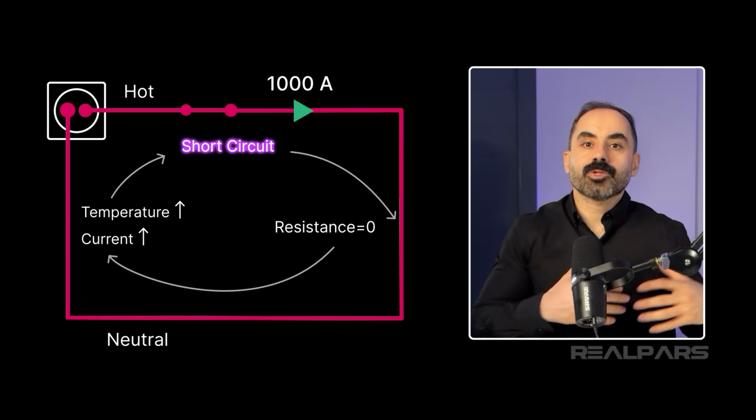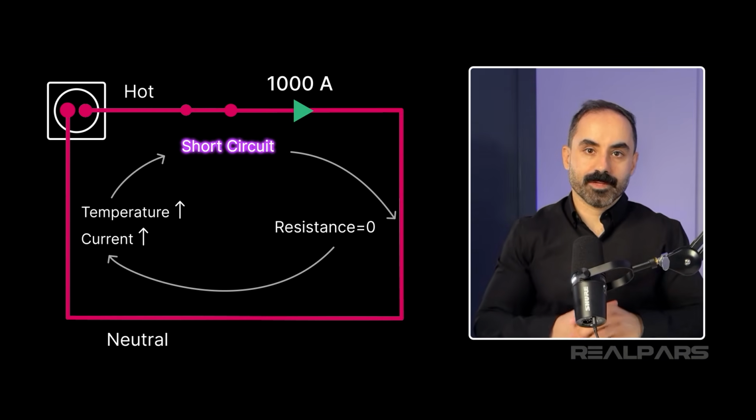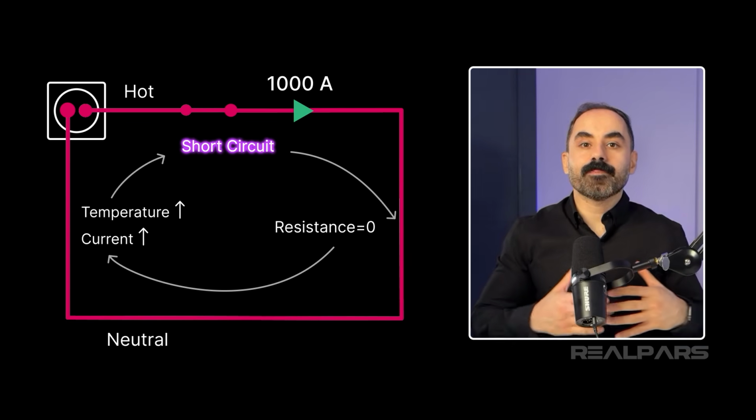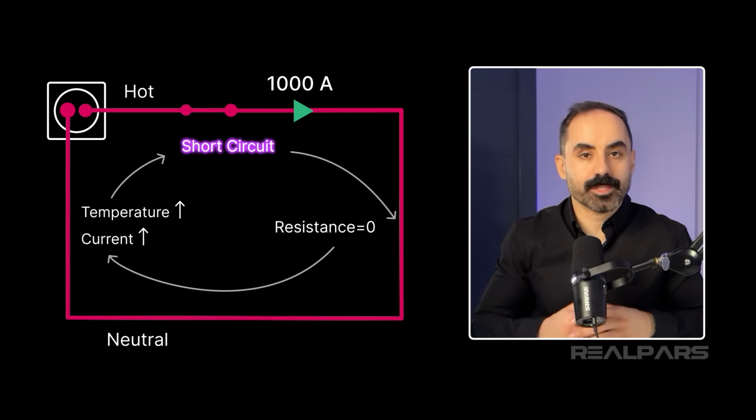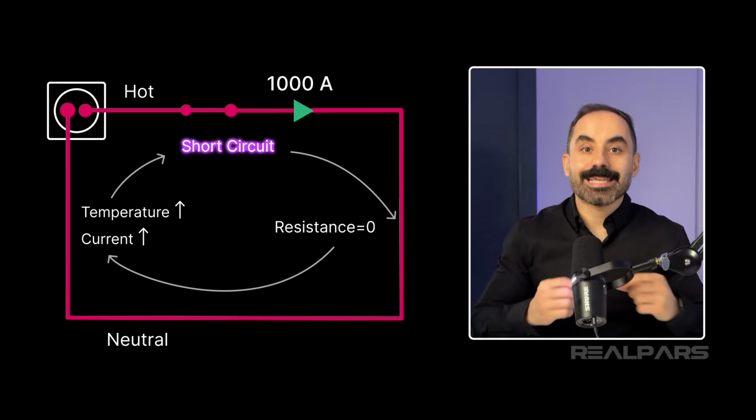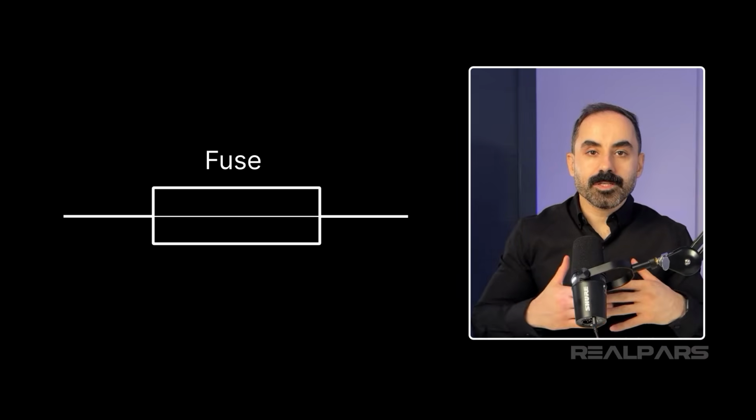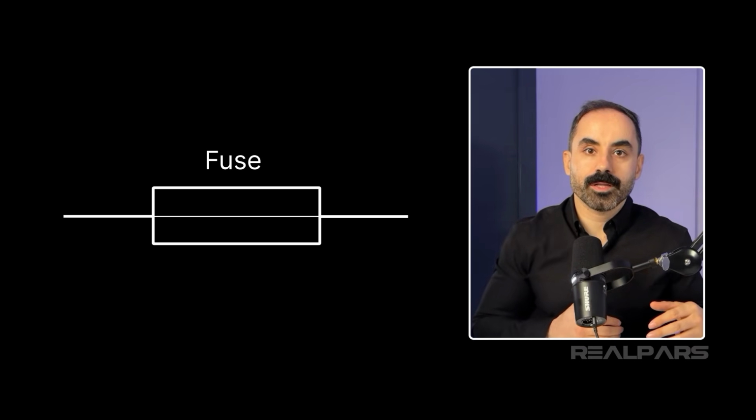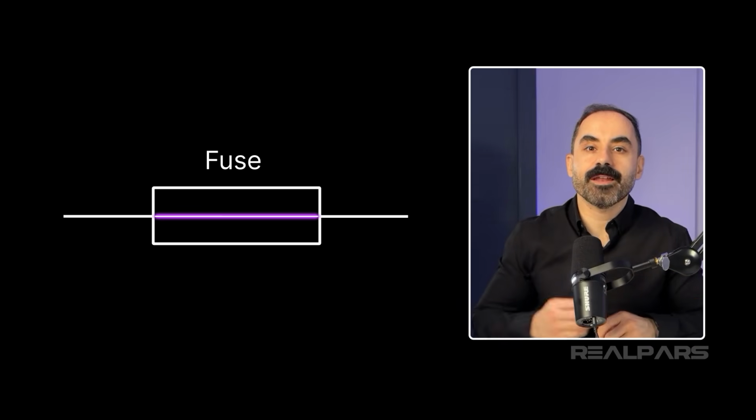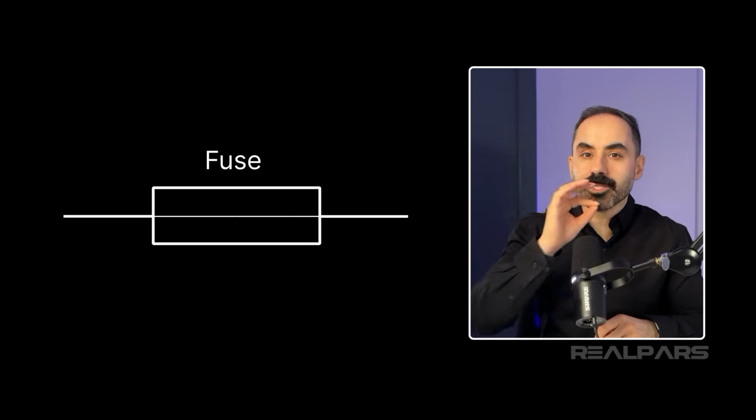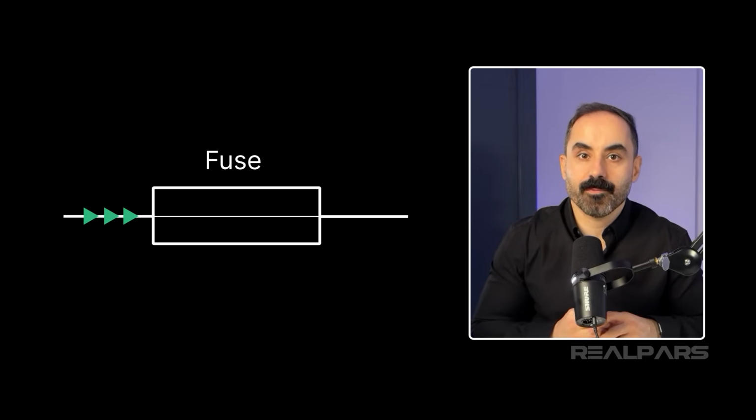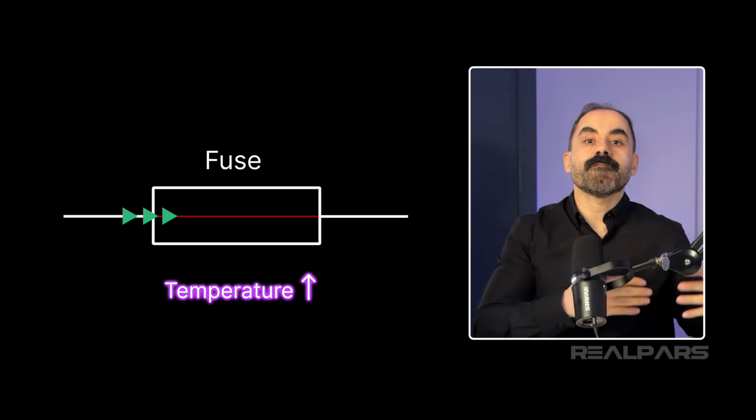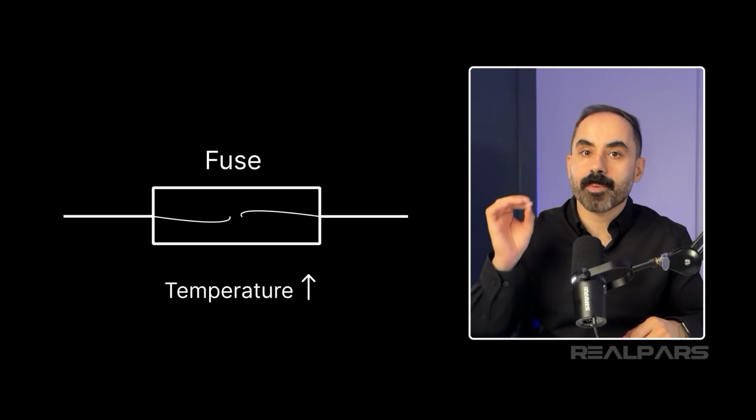Okay, let's go back to the video and answer the question we raised. Is there any way we can protect a circuit against a short circuit? The answer is yes. For that purpose, we can use a fuse. A fuse is just a simple electrical component like this one you can see here. Inside a fuse, there is a very thin metal wire. If too much electricity passes through this thin wire, the temperature goes very high and the wire burns.